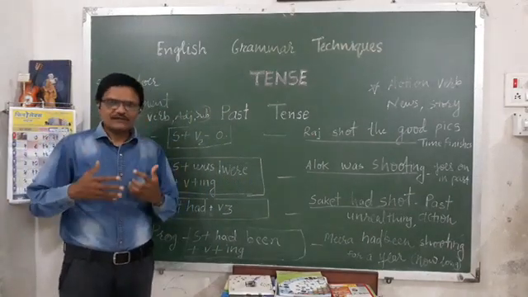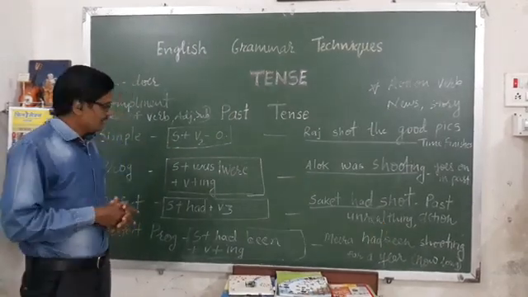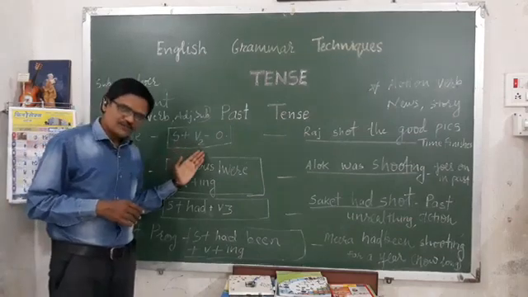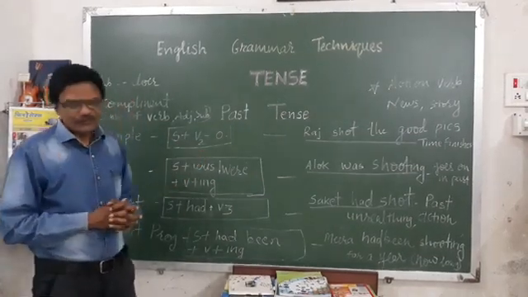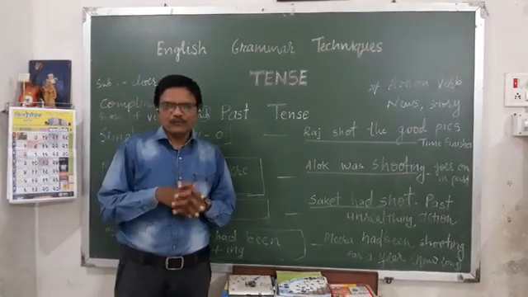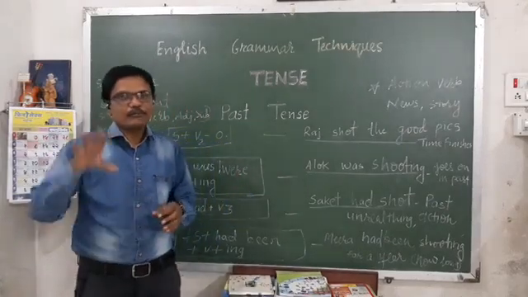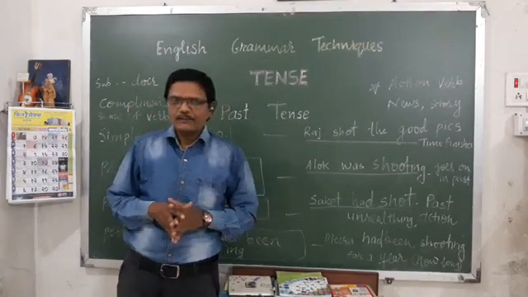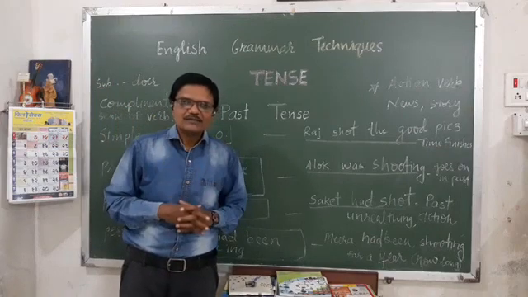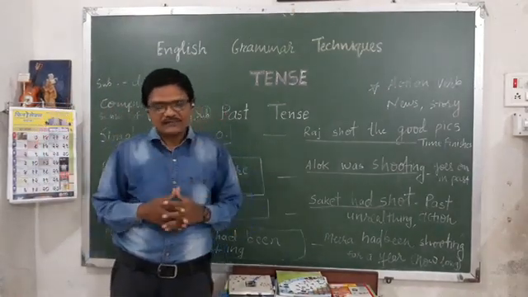But let's take a quick look at the structure of simple past tense. The structure of simple past tense is this: subject plus V2 form. What is V2 form? V2 form is known as the past tense form of the main verb. For example, the base form, buy, B-U-Y, buy, bought, bought. So the second form of the main verb is called the past tense. Sing, sang, sung. So sang is a past tense form.